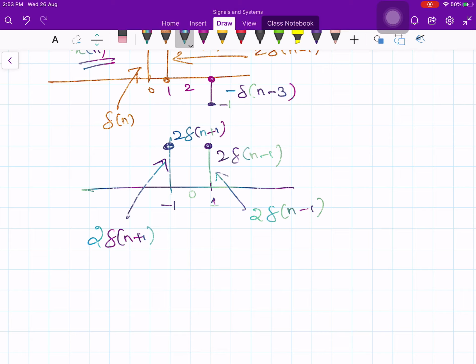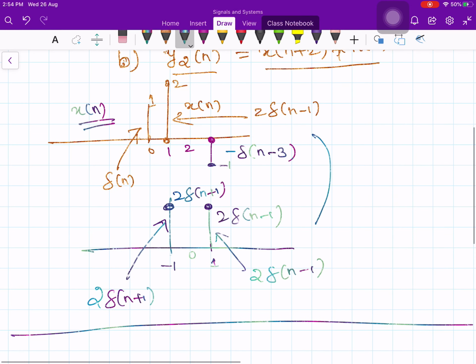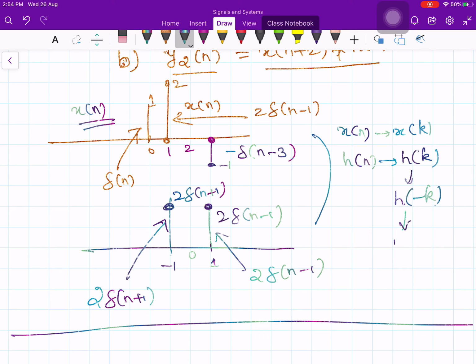Fine. Now let us use the conventional method. You can take these two, x of n to x of k, and h of n to h of k. From h of k you fold the sequence, and then shift the sequence to h of n minus k, then multiply x of k times h of n minus k and sum them up. For different values of n you will get the output sequence. That is one method. Now let us not follow that method, we will follow something else.